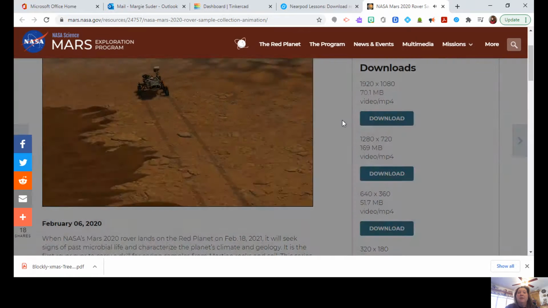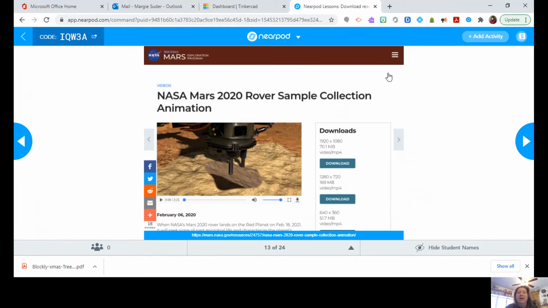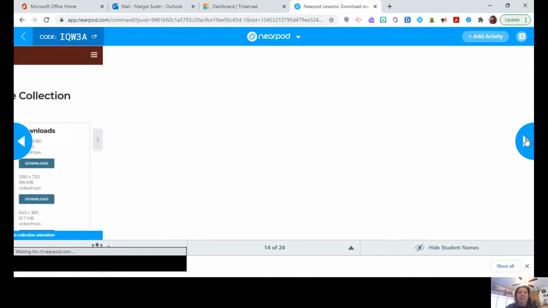Okay. Now there was a period of time when the Mars rover's drill actually got stuck in the Earth, and it was stuck and we could not get it out. So we're hoping that things are going well now.